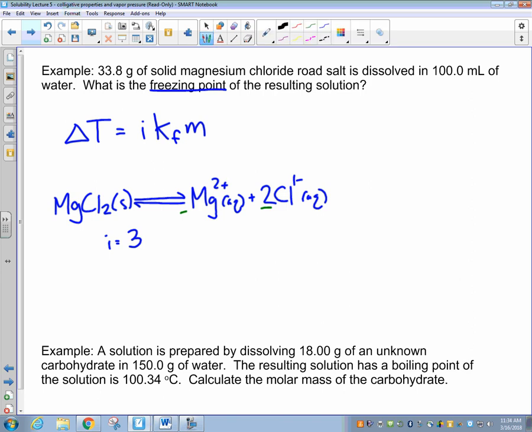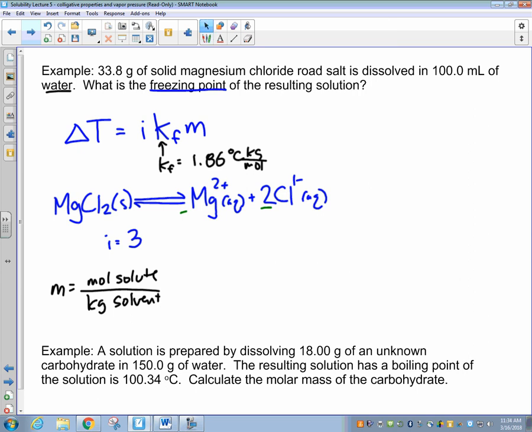The next thing to recognize is that our Kf here is going to be dependent upon the solvent, water, and the Kf for water is equal to 1.86 degrees Celsius kilogram per mole. And that really leaves us with one big question here, which is what is the molality of that solution? Recall by our definition, molality was defined as being the moles of the solute per kilogram of the solvent.